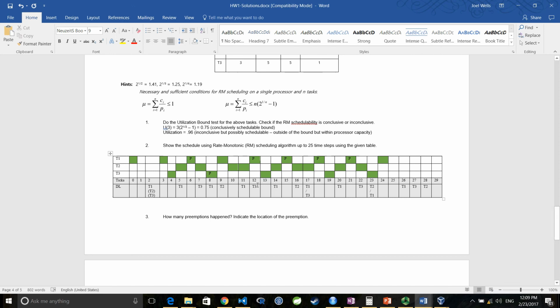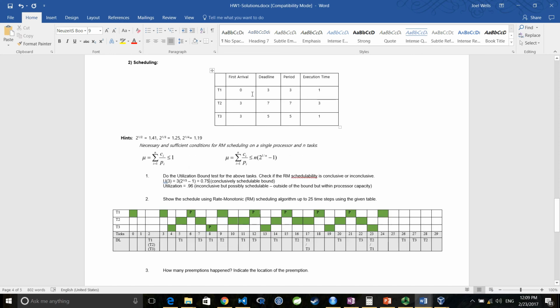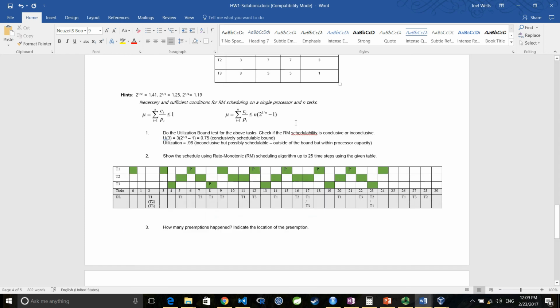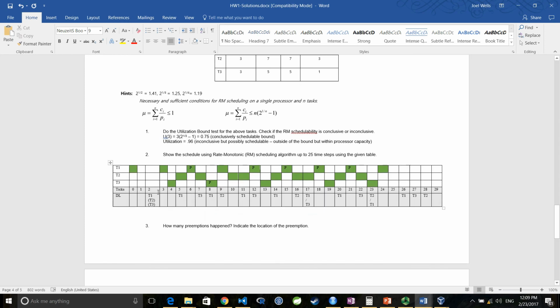So we start off and T1 arrives at 0, T2 and T3 arrive at 3. Their periods here are 3, 7, and 5. What's our priority ranking if you had to rank these? T1, T3, T2. Correct. So T1 starts off. The way I mark this, you may mark it differently, is the T1 period ends here to the right. T2 and T3 arrive, so at this point all of them are available to execute.